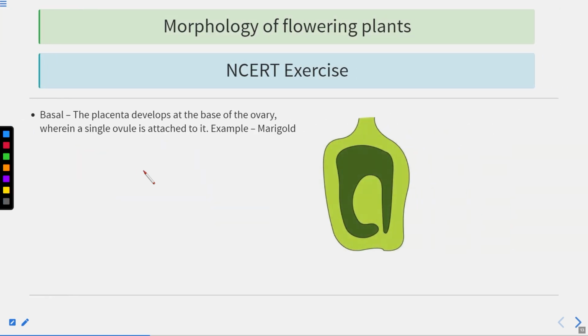Next is the basal placentation. The placenta develops at the base of the ovary. Here you can see this is the wall of the ovary, and this is the base of the ovary, and the placenta joins at the base. So the placenta develops at the base of the ovary with a single ovule attached to it. This example we see in the case of marigold plant.